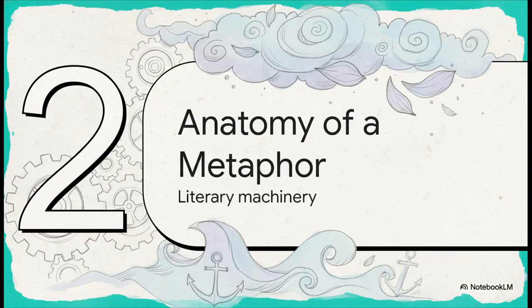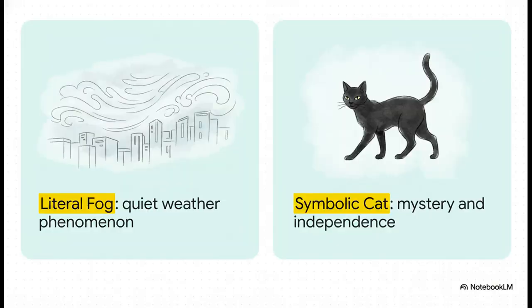Let's shift our focus now to Section 2, Anatomy of a Metaphor. So, it's time to peel back the layers of this poem to discover exactly how the poet crafts this captivating mood. Because look, even though the poem is super short, there is a brilliant amount of literary machinery working right under the hood to make us feel that sense of calm.